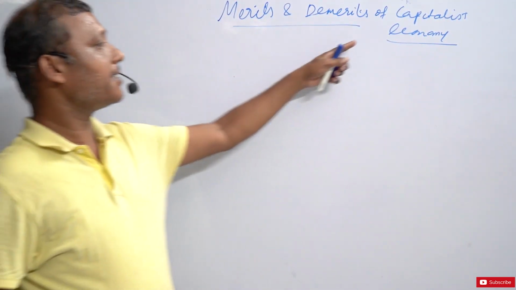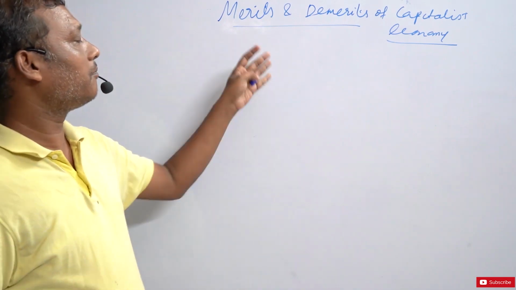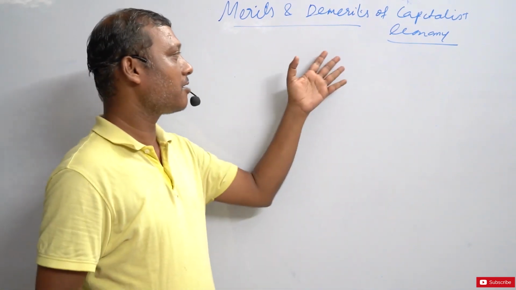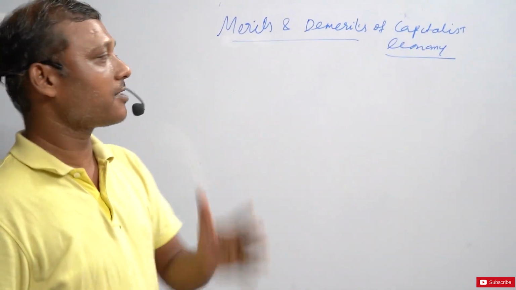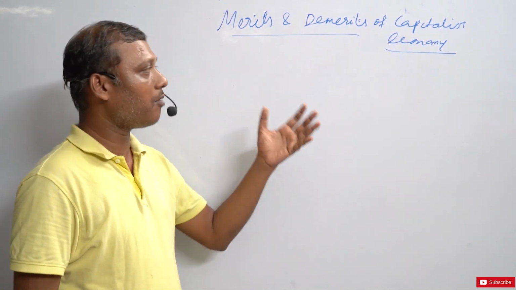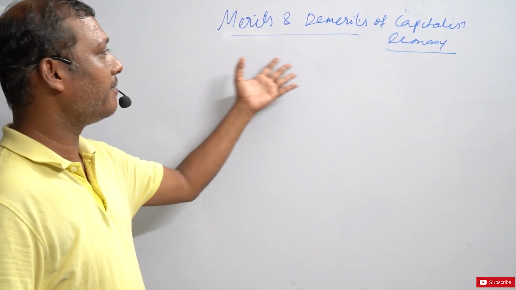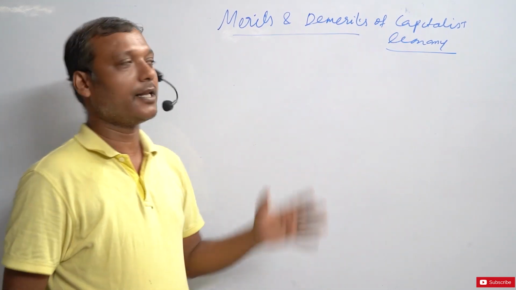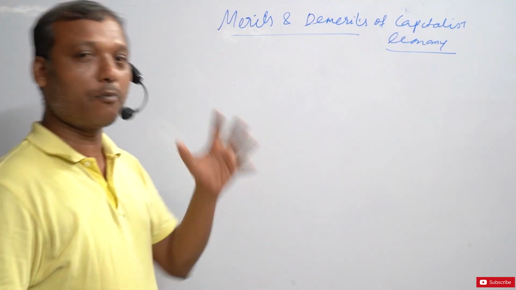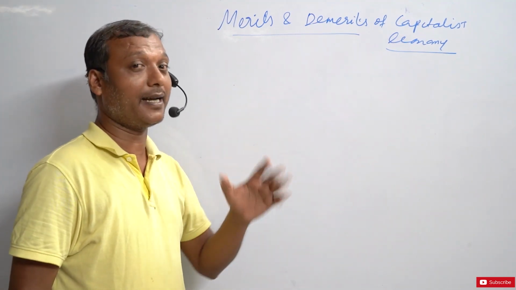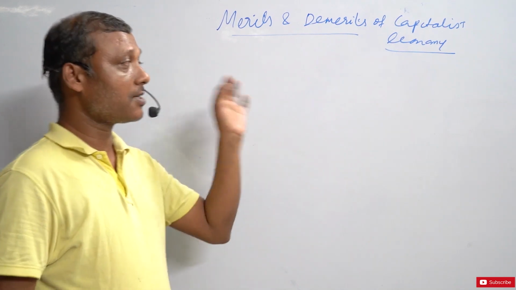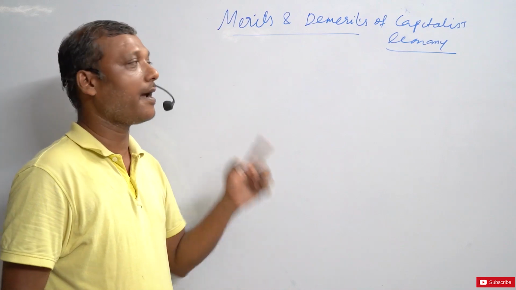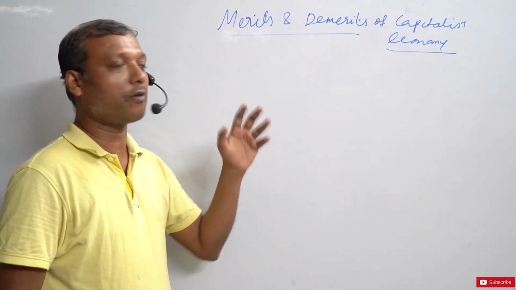The discussion of the capitalist economy will be incomplete if you do not focus on its advantages and disadvantages. We have discussed what a capitalist economy is and its features. Now it is interesting to discuss the merits and demerits. I told you that the capitalist economy is one where resources are owned by private individuals and the motive is profit. On the other hand, the socialist economy is one where resources are owned by society, the government, or the community, and they do not have a profit motive.